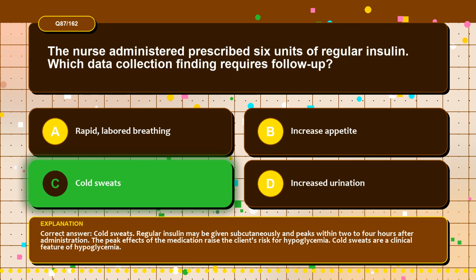Correct answer, cold sweats. Regular insulin may be given subcutaneously and peaks within 2 to 4 hours after administration. The peak effects of the medication raise the client's risk for hypoglycemia. Cold sweats are a clinical feature of hypoglycemia.